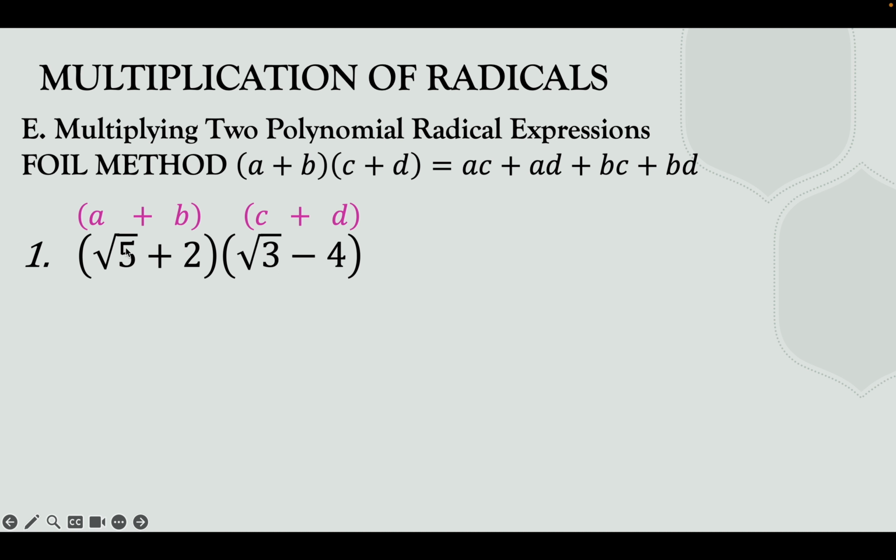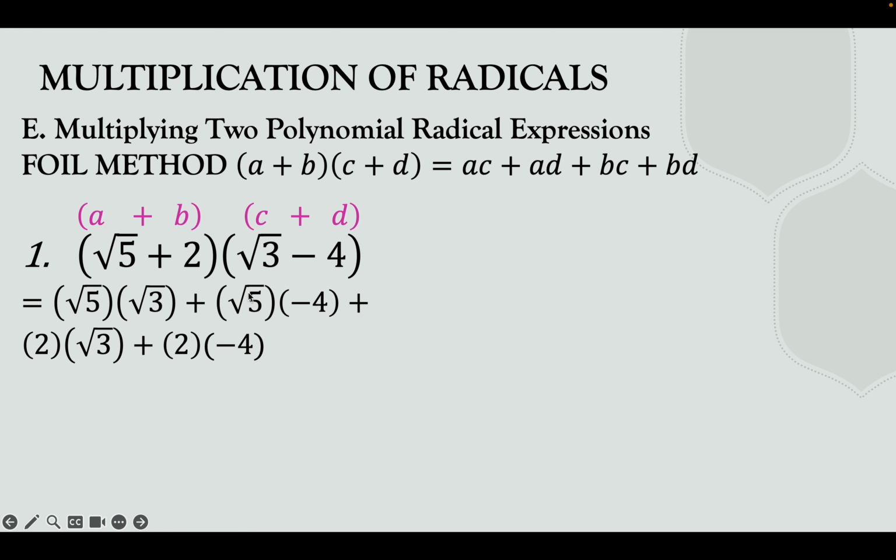So what do we have? We have the first term, so square root of 5 times square root of 3, and then the outer terms, plus square root of 5 times negative 4, and then inner terms, plus 2 times square root of 3, and then last terms, plus 2 times negative 4. So we have this one.